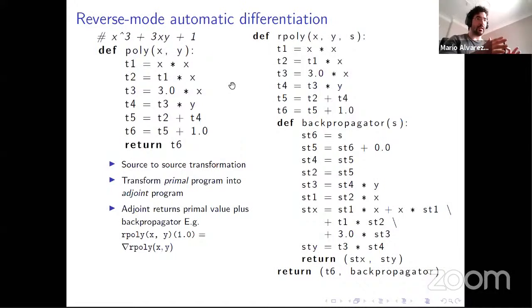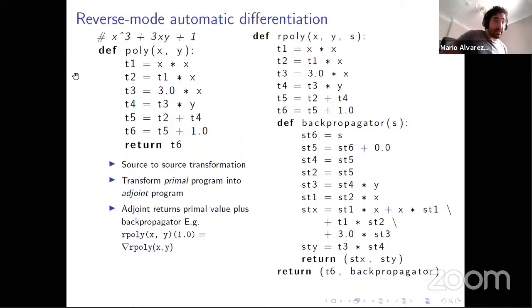Essentially, the way it works is you give it a program as an input, and you get as an output a program that computes the same value as your original program, plus the gradient of this program. And if you implement it correctly, it does so with only linear overhead over your original program. This is, in fact, extremely important. If you don't care about performance, you could be just as well served by symbolic differentiation.